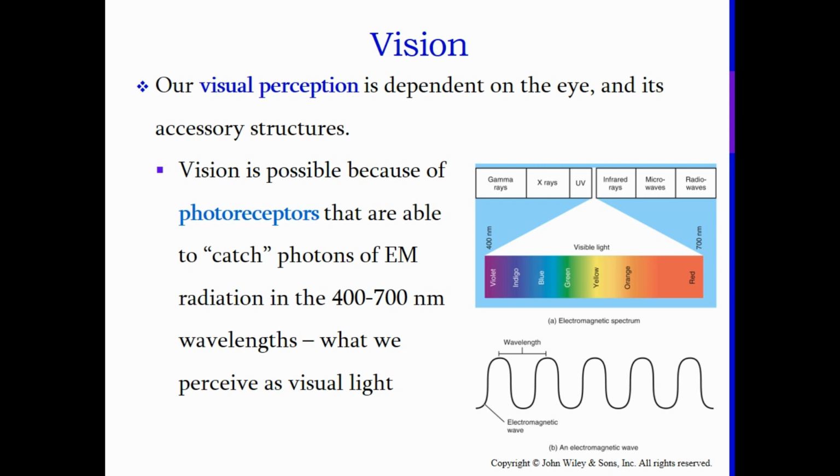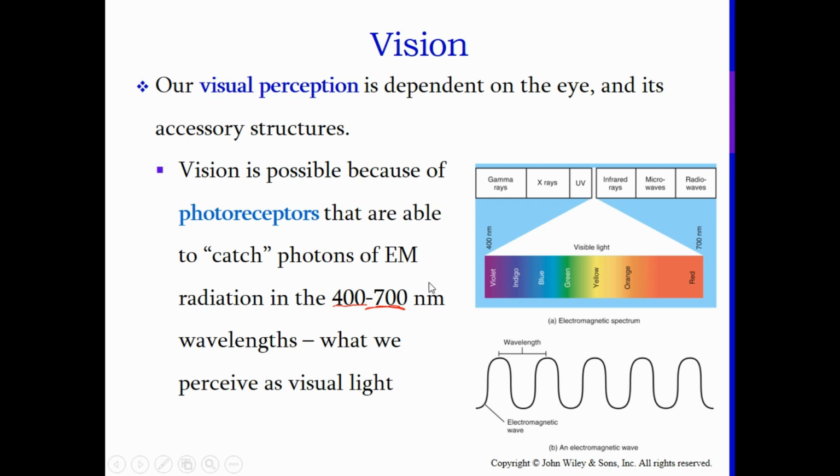All right, vision is possible because of photoreceptors that are able to catch photons of electromagnetic radiation in the 400 to 700 nanometer wavelengths. Anything outside of 400 to 700 nanometers in wavelength is not visible to our eyes.